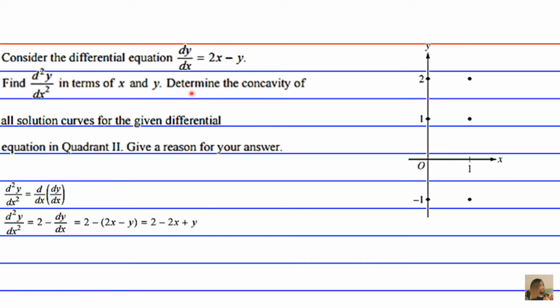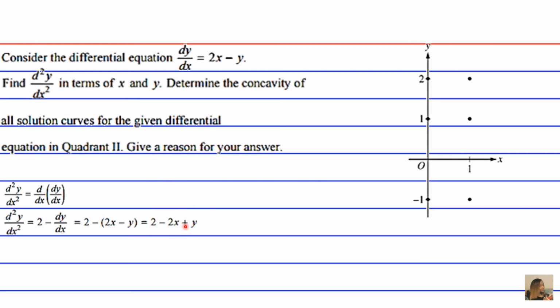But the second portion of our question wants us to determine the concavity of all solution curves in quadrant 2. Well, we have to look at the x and y values in quadrant 2 to figure this out. So in quadrant 2, all the y values are positive, but all the x values are negative. So let's say you have a negative 1 here. That's going to give you a positive 2. And let's say you have a positive 1. That's going to give you a positive answer.